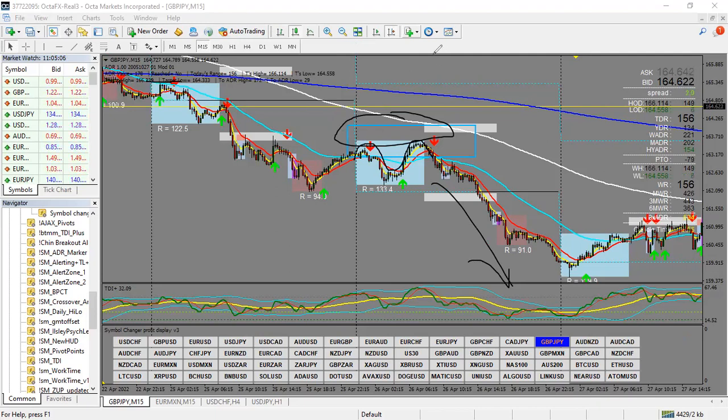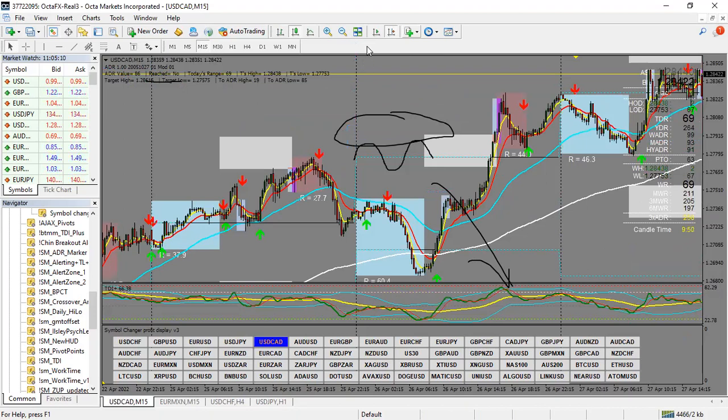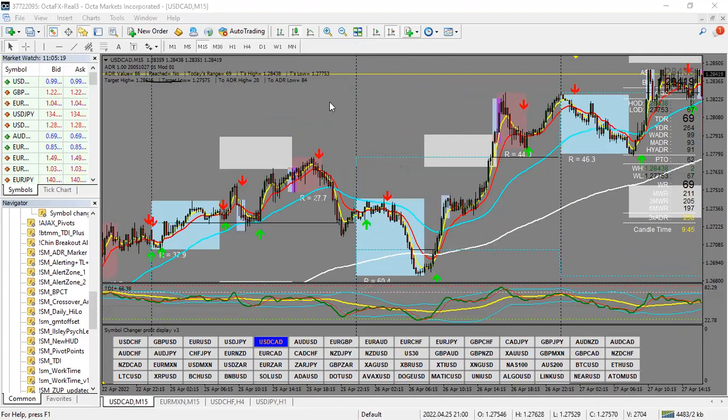Now let's look for other pairs. So it won't be like, okay, this young man is looking at just one particular pair and he does not actually know what he's saying. Of course, I do know what I'm saying. So let us look for other markets.